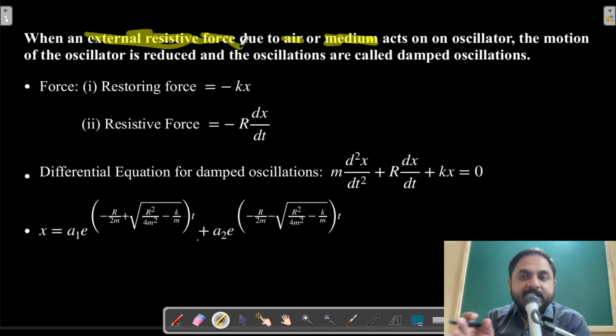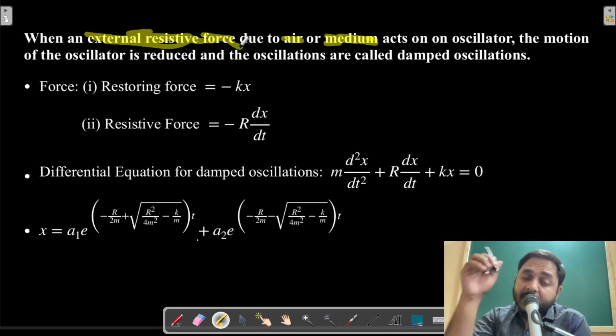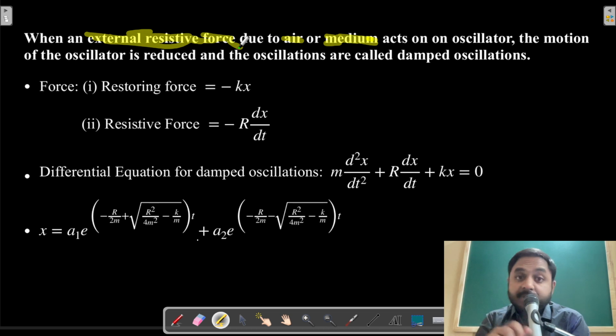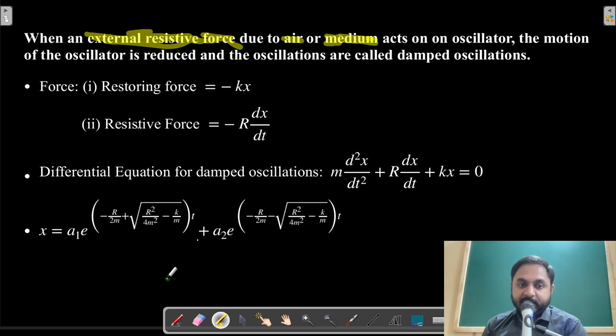So you will see that the motion has reduced, and because the motion has reduced, the oscillations will not be continuously going on with the same amplitude. In free oscillations we saw that the amplitude never changes, the amplitude is constant and the energy is constant, but now we see that the amplitude and the energy are going to change, and how exactly it will change, let us come to it in a moment.